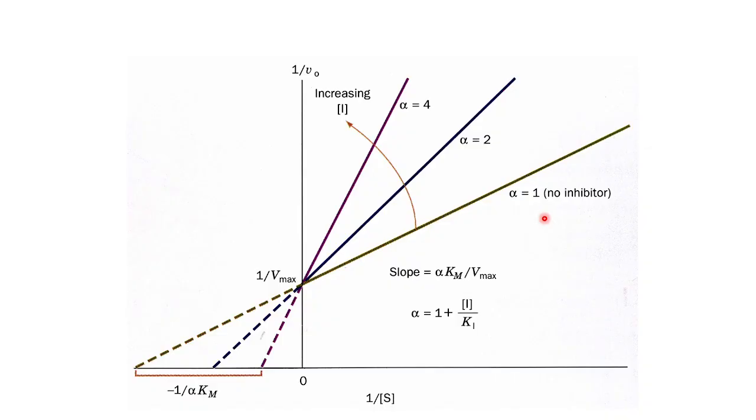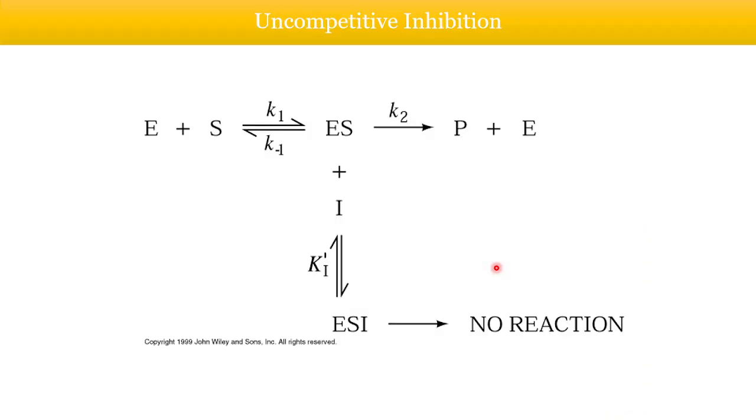And upon getting into the double reciprocal plot, where you are plotting 1 by V naught versus 1 by S, the substrate concentration, you see that as alpha increases, the x-intercept shifts towards the origin. The 1 by Vmax remains the same and the slope increases.